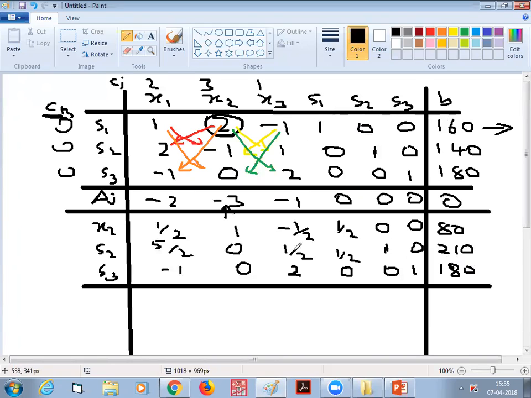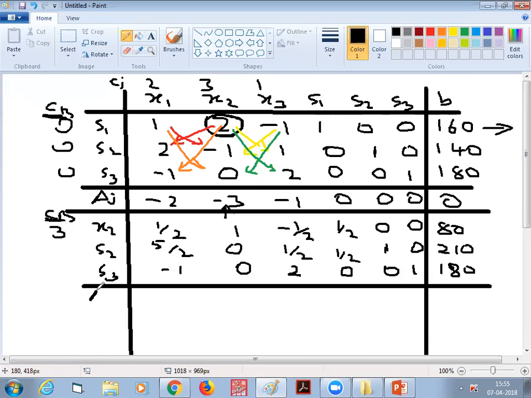Notice one interesting thing. Has the last row changed at all? No, because the pivot column entry there was 0. So when the pivot column entry is 0, that row doesn't change at all. That's a nice thing. That saves some time actually. Anyway, so now we can write down these CBs. So what are the CBs now? Well, CB for X2 is 3.